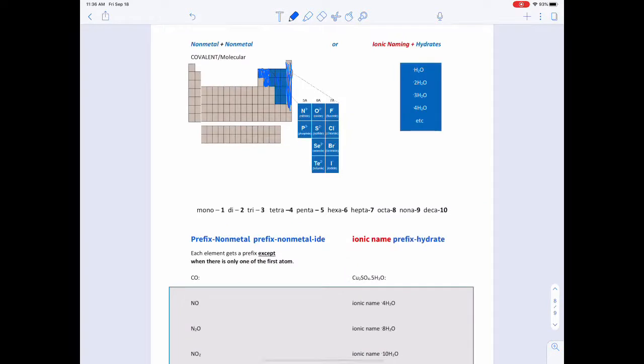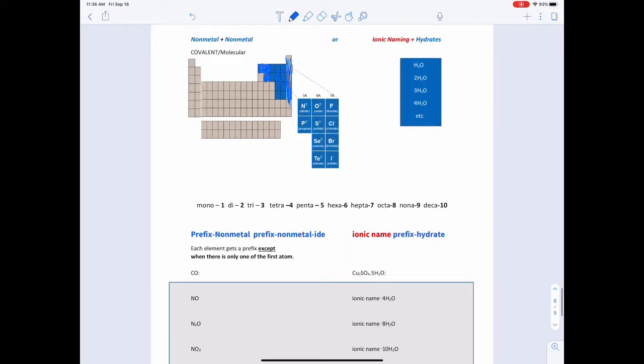Let's look at nonmetals and nonmetals. This is where both atoms are coming from the same side of the chart over there on the top right. We only use prefixes with this naming category, not any of the others. Notice there's a list of the prefixes if you need them, mono, di, tri, etc.